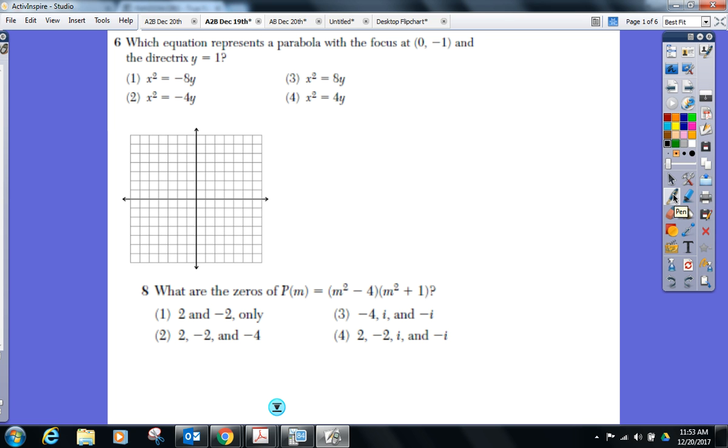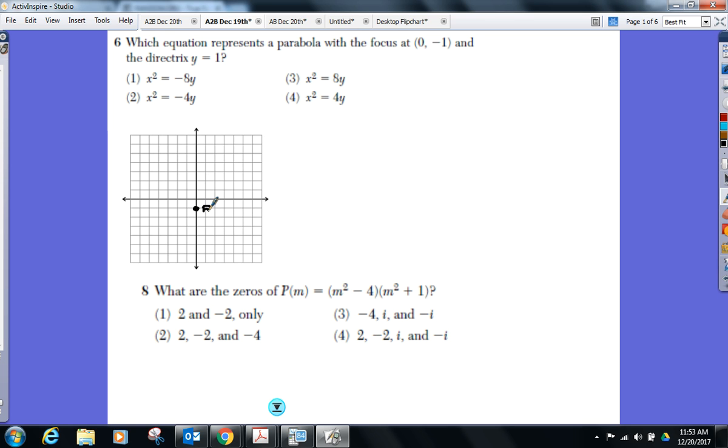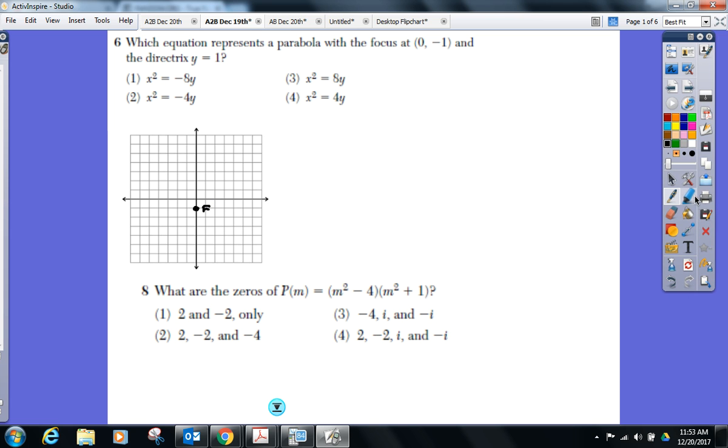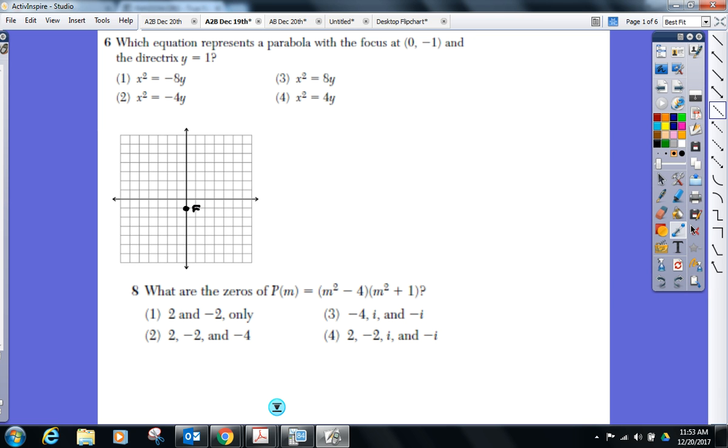Focus, and I'm just going to show you on my graph right here. The focus is at (0, -1). So here is my focus, and the directrix is at y equals 1. So if I graphed in the directrix, and again, we're on number 6, August 2017, same exam we've been in. There it is right there, the focus and the directrix.